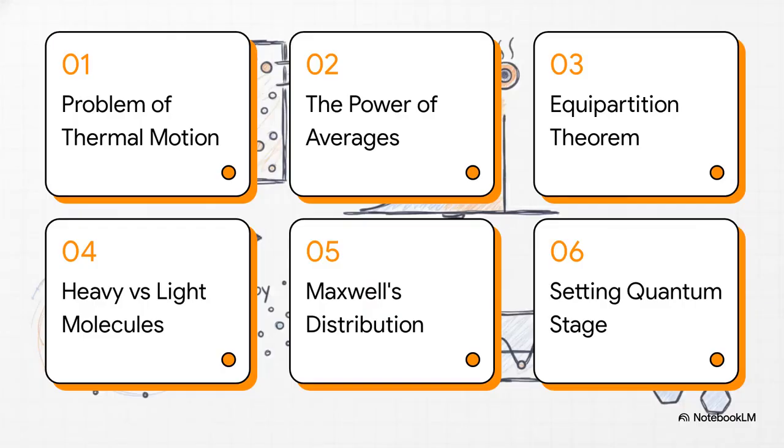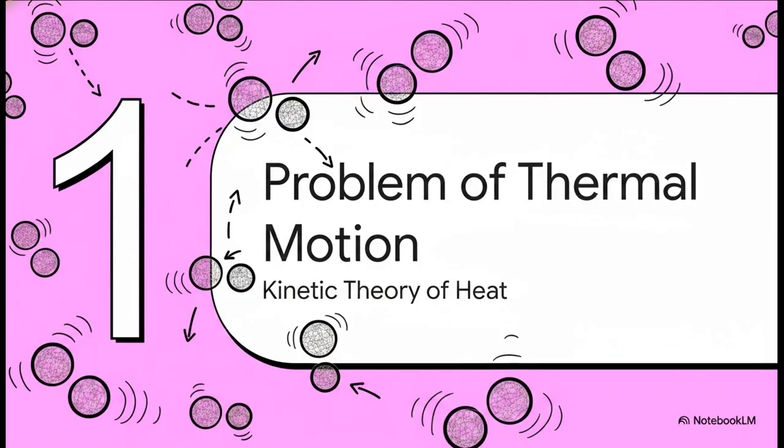So here's our roadmap for today. We'll start by looking at the problem of thermal motion, see how averages basically saved the day, and unpack something called the equipartition theorem. After that, we'll test it out against different molecules, visualize it with Maxwell's distribution, and finally, we'll see how this whole thing set the stage for quantum theory. Let's get to it. All right, Section 1, the problem of thermal motion.